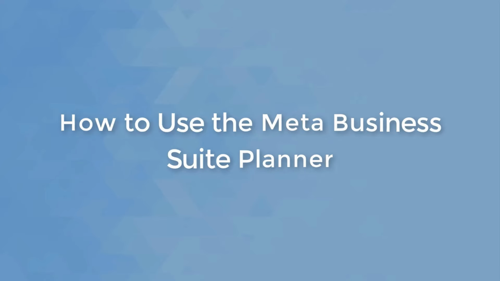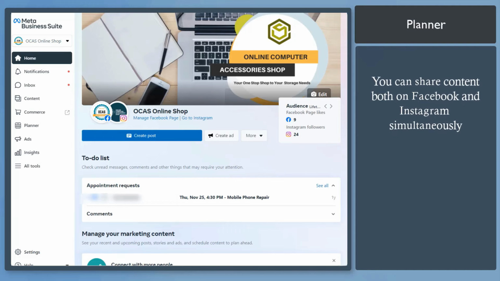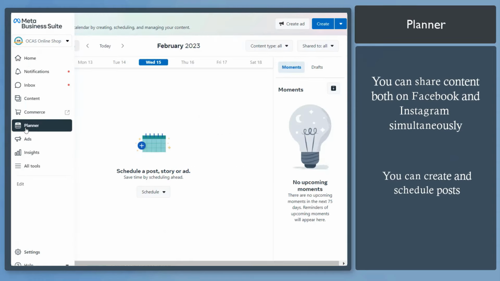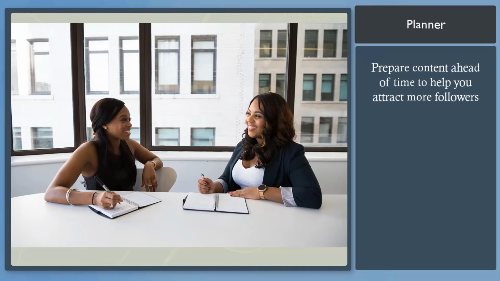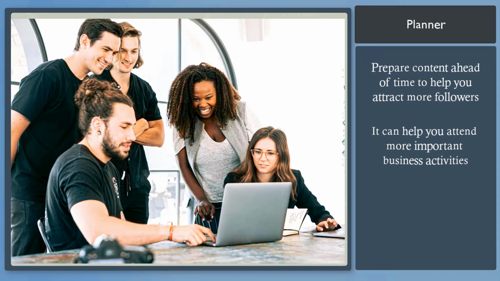Now let's talk about how to use the Meta Business Suite Planner. Sharing content on Facebook pages and Instagram is now easier as you can use one platform to create and schedule posts. When you need to share content to attract more followers, you need to prepare ahead of time so that you can have more time to attend to important business activities.